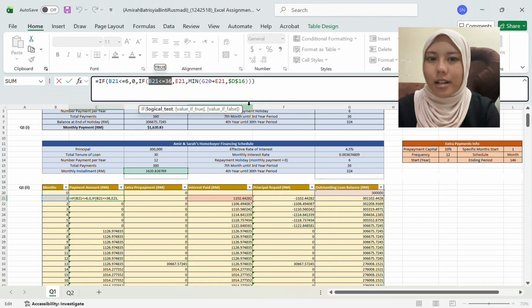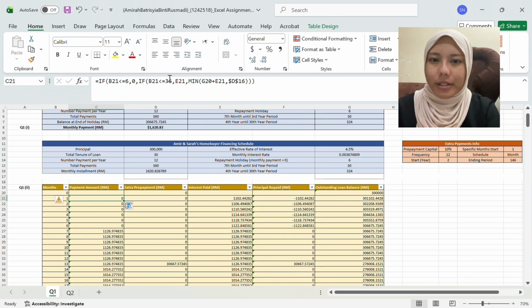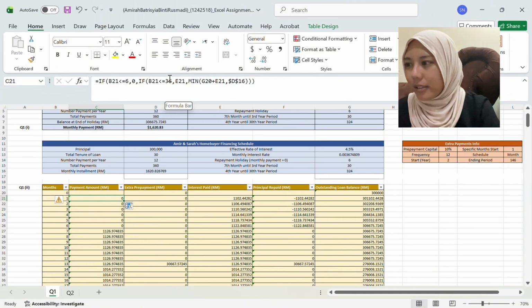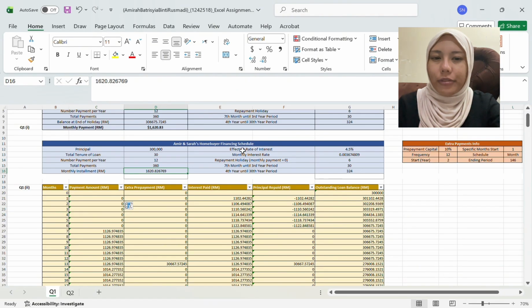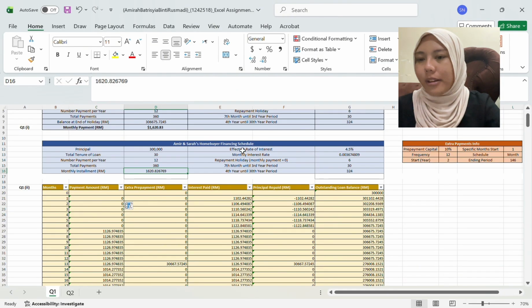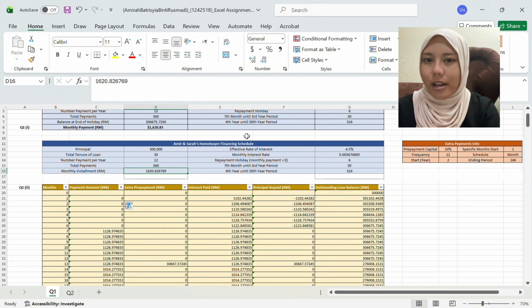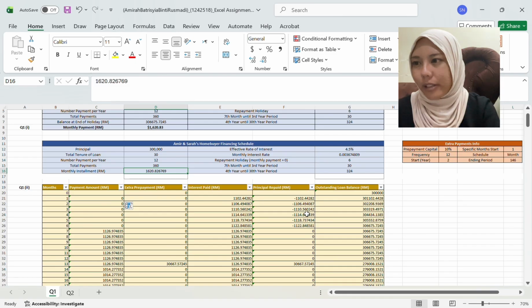And then this one over here outputs E21 for interest-only servicing, and month 37 onward triggers the MIN function, comparing the RM 1,620.83 here, the installment in cell D60 here, with the remaining balance plus interest in G20 plus E21.